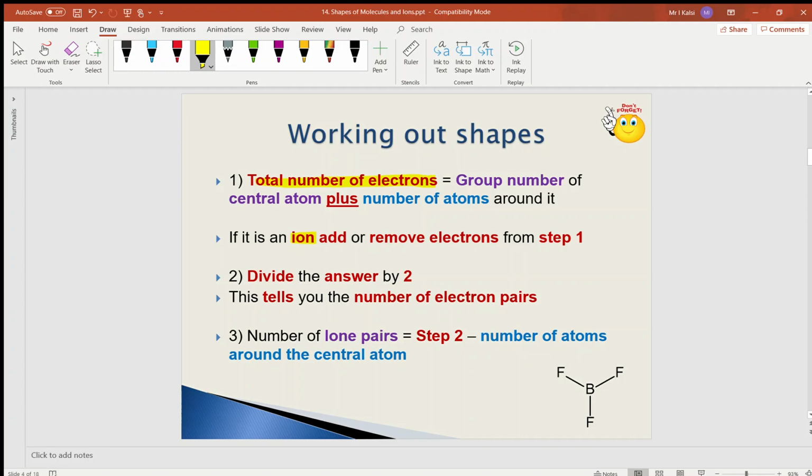The next thing you do is you divide the answer by 2. And when you divide the answer by 2, this will tell you the number of electron pairs. Okay, so this will give you the number of electron pairs.